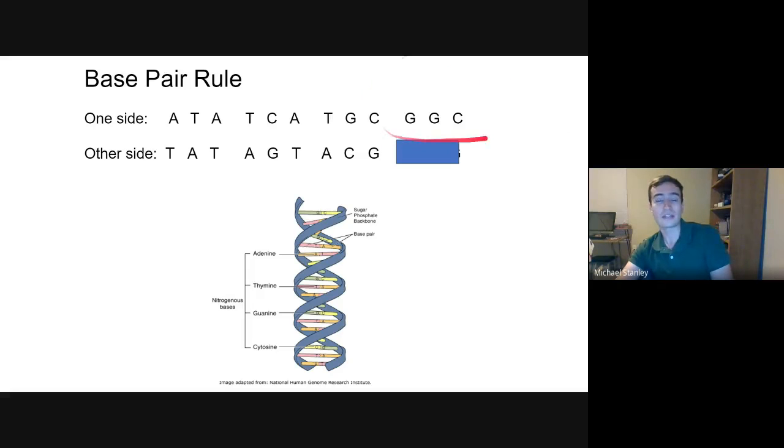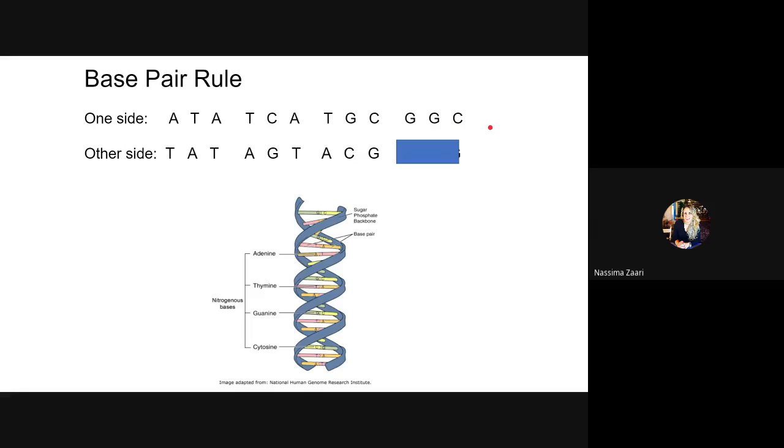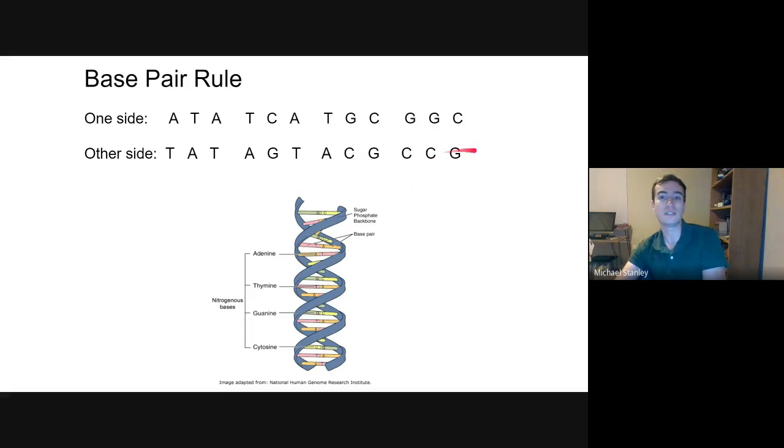And then finally, our last group over here, we have G, G, C on one side. So what is going to be on the other side? C, C, and G. Perfect. C, C, G. G goes with C, G goes with C, and C goes with G. So T and A and C and G always will line up that way on the DNA.